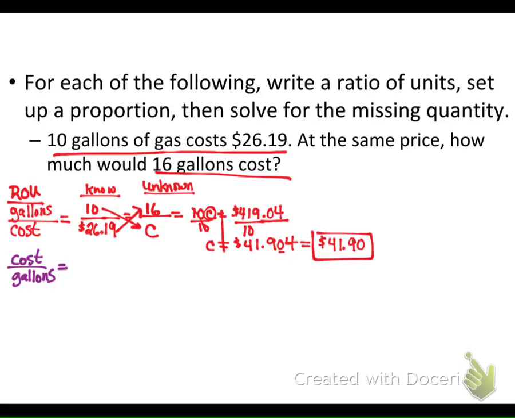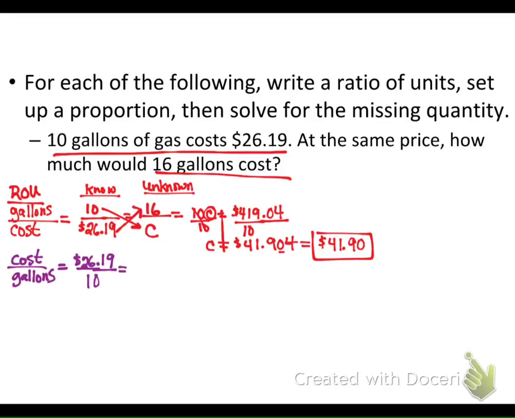So I first need to do what I know. What do I know here? The 10 gallons cost $26.19. Well, this ratio of units I set where the cost is on top. So if I set where the cost is on top, which number do I put on the top for my first part of my proportion? Yeah, the cost, we'll just put that on the top. Then what's the gallons going to be? 10, yeah.